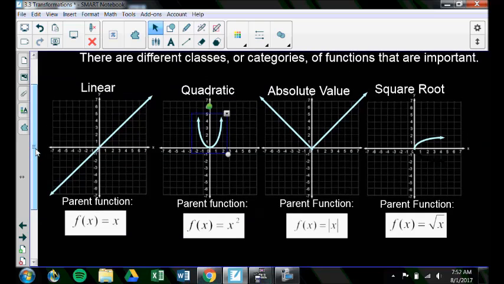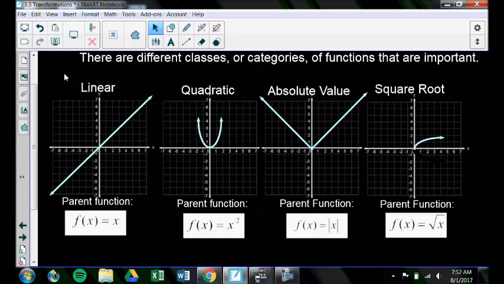There are different classes or categories of functions that are important. Linear, quadratic, absolute value, and square root are 4 examples, but there's many, many, many. And what this class does is it basically takes a class of function, analyzes it, determines how it behaves, how it's useful, how to work with it, and explores what we can do with it.